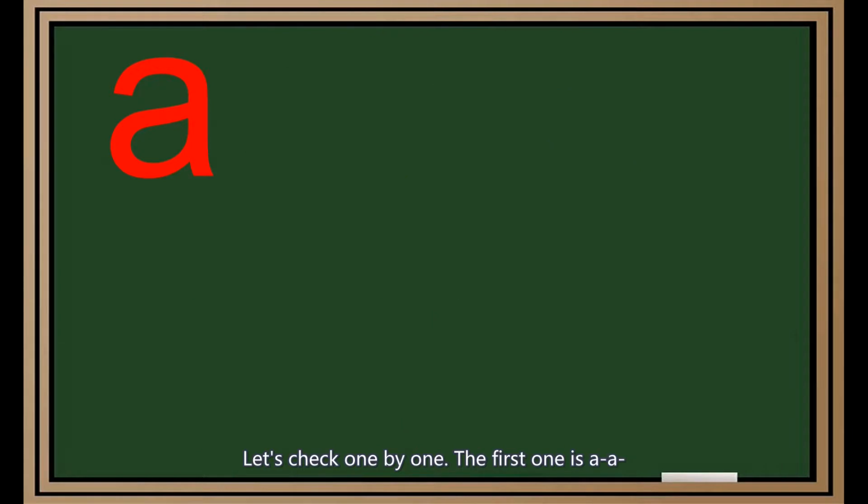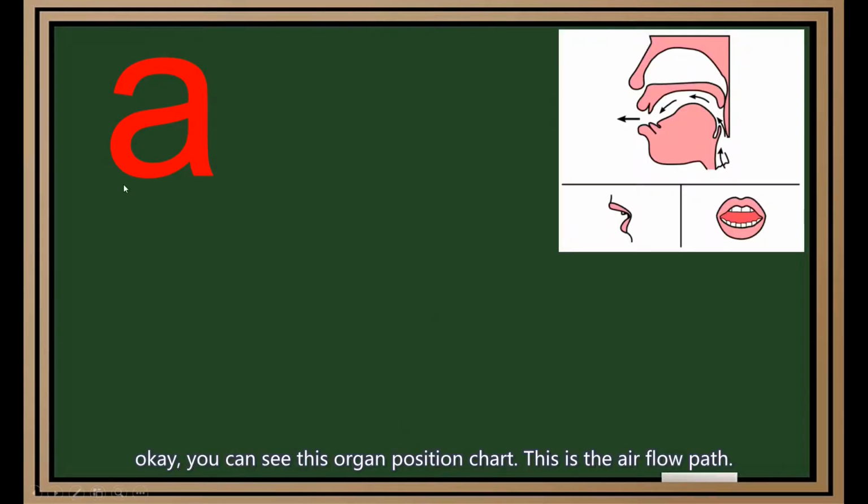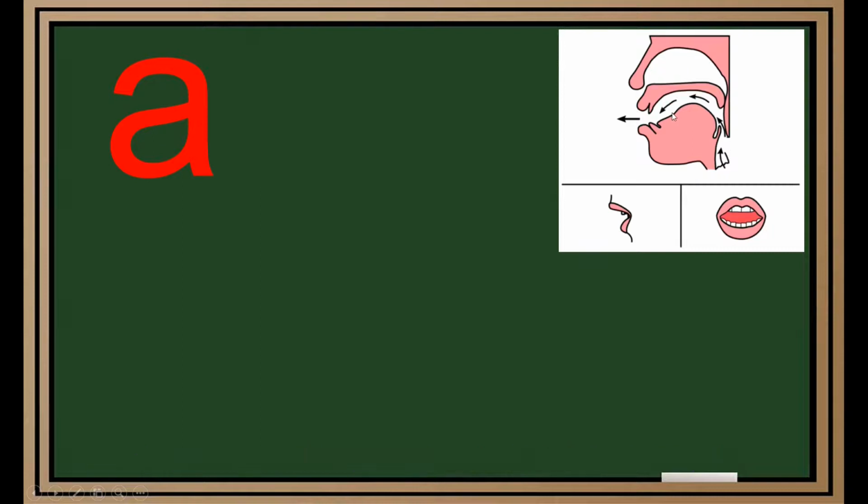The first one is A. You can see this organ position chart. This is the air flow path, and this is the mouth shape.